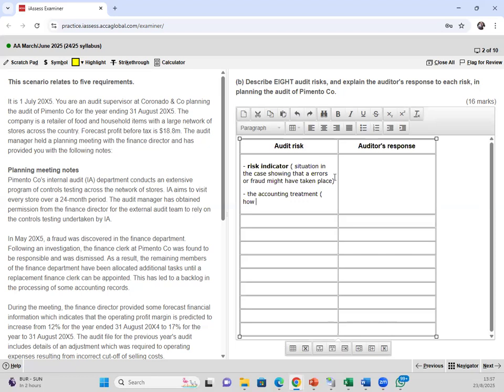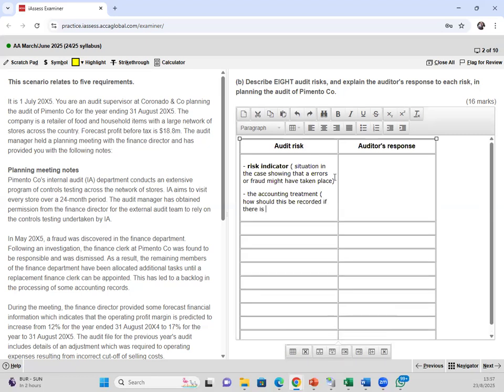This looks at how this should be recorded if there is no error. If there wasn't any error which was made, how should it be recorded? We are saying there's a potential that this might have been misstated. But if there are no errors, how should it have been recorded? That is the accounting treatment. It's telling us how it should have been recorded if there are no errors.